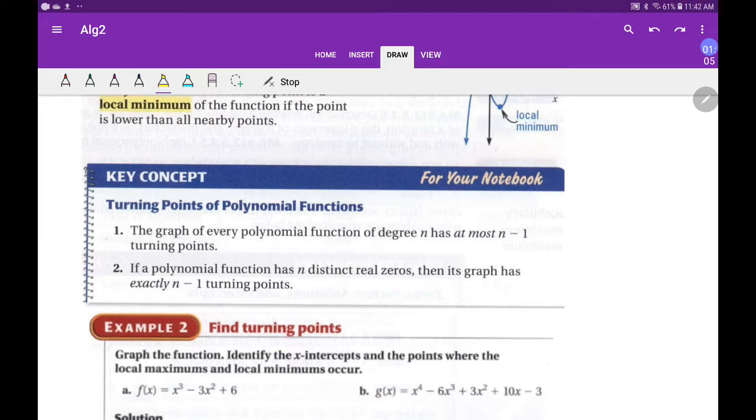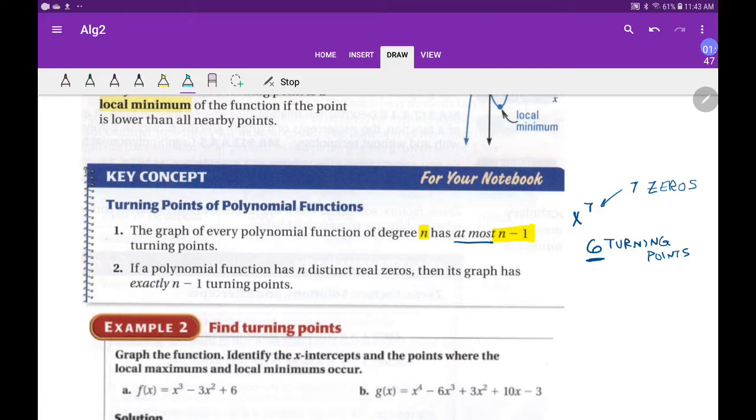And this is interesting. The graph of every polynomial function of degree n has at most n minus 1 turning points. So what does that mean? Well, if I have x to the 7th, I might have 6 turning points at most. We know we're supposed to have 7 zeros, right? A lot of times we don't end up with 7 real zeros, and a lot of times we don't end up with n minus 1, 7 minus 1, 6 turning points. But it's possible.